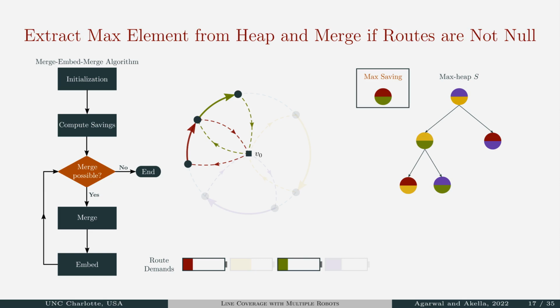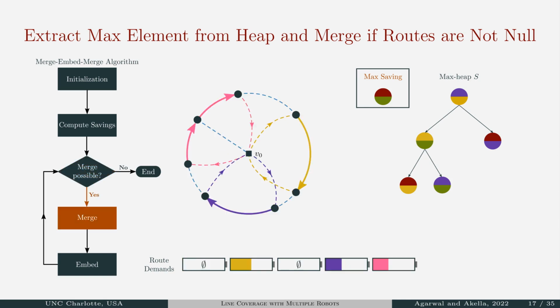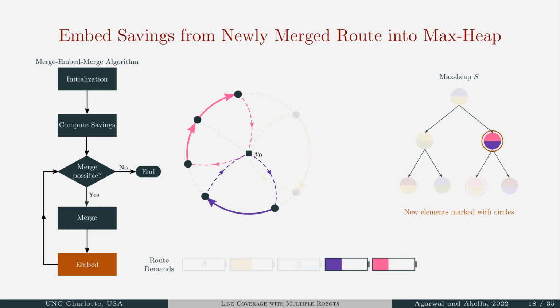Next, the element with the maximum saving is extracted from the max heap. A new merge tour is formed, shown here in pink. The constituent routes are set to null and won't be considered in future iterations. We now perform the embed step for the newly merged route.